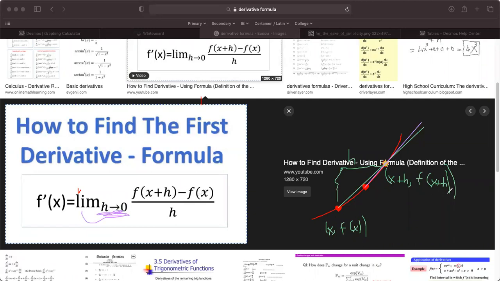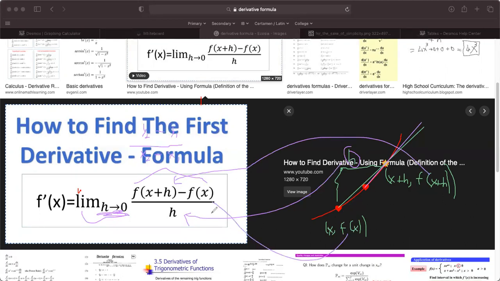And all this is doing is, this is our slope formula. This is y2 minus y1 over x2 minus x1. So we know this is the difference in the x values, right? Well, we call the difference in the x values h. So that's where the h comes from. The second y value is f of x plus h, and the first y value is f of x. Now that's a lot of arrows, but I'm basically showing you where it comes from. So this is the technical definition of a derivative.